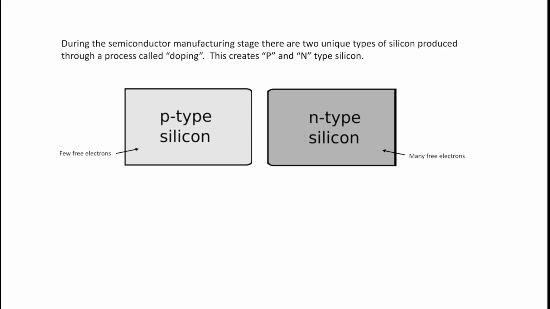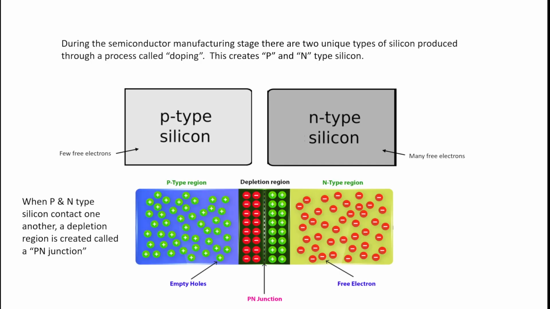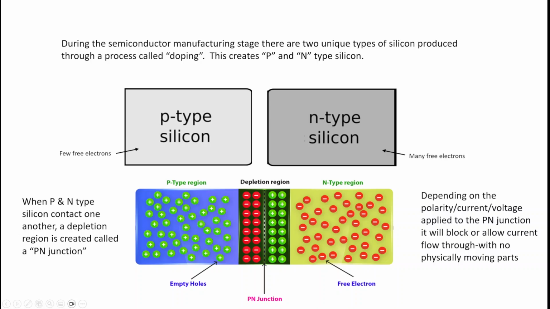P-type has very few free electrons and is often referred to as the material with additional holes in it. And N-type has many free electrons. When P and N-type silicon contact one another, a depletion region is created called a P-N junction. And we can see that in the middle right here. Now, depending on the polarity of the current or the voltage applied to the P-N junction, it will block or allow current flow through with no physically moving parts.